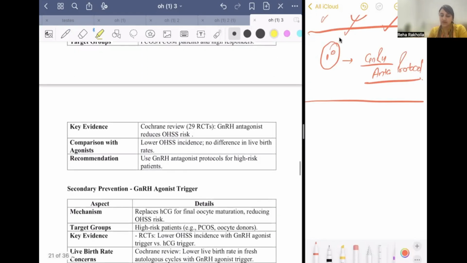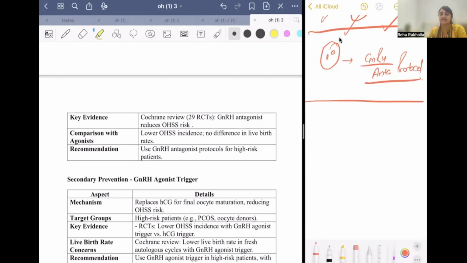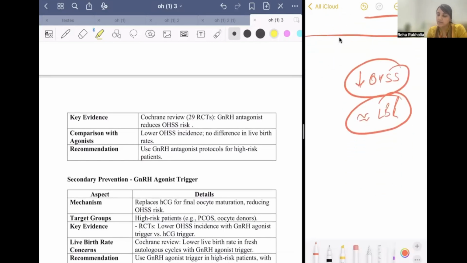Okay, there was a Cochrane review of 29 RCTs, so randomized control trials. It has provided strong evidence that GnRH antagonist protocol significantly reduces the risk of OHSS compared to other methods. Importantly, when compared to GnRH agonist protocol, this approach has been shown to result in lower incidence of OHSS while maintaining a similar birth rate. Live birth rate was similar to GnRH agonist protocol, but risk of OHSS was very low. This means that the patient can achieve successful pregnancy outcome while reducing the risk of developing OHSS.